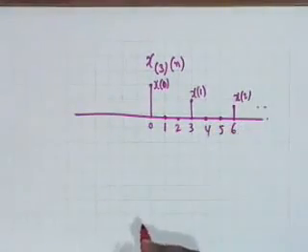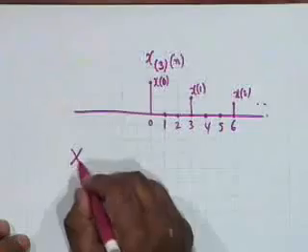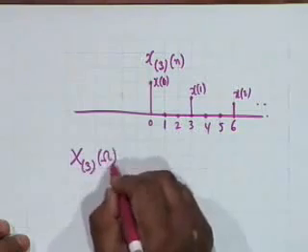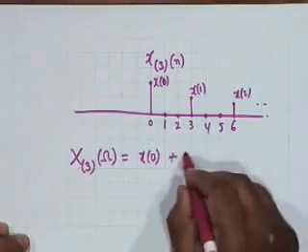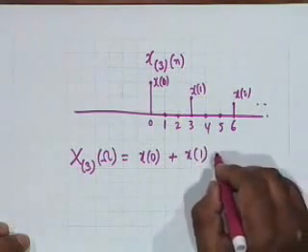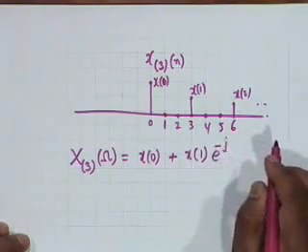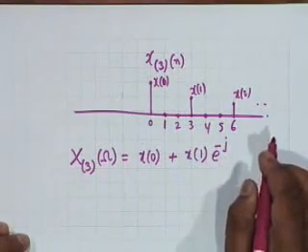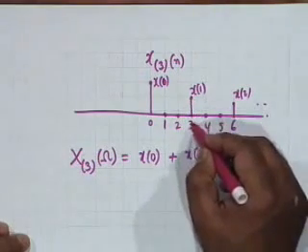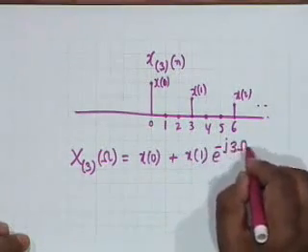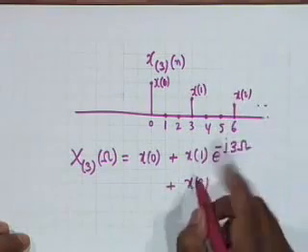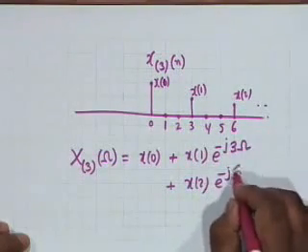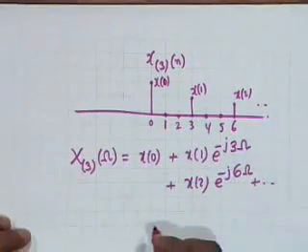Now if I find out the Fourier transform of this, what do I get? X_3 of omega becomes equal to x of 0 plus x of 1 e to the minus j. Yes, the value is x of 1, but where does it occur? At 3, so minus 3 omega. The next one, the value is x of 2, but it occurs at 6, so e to the minus j 6 omega, and so on.